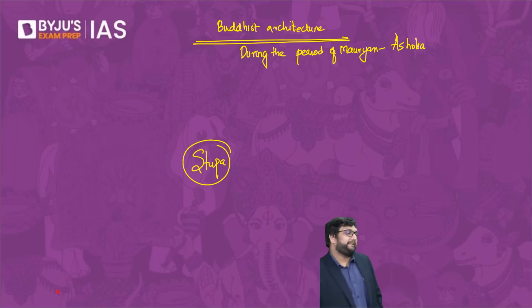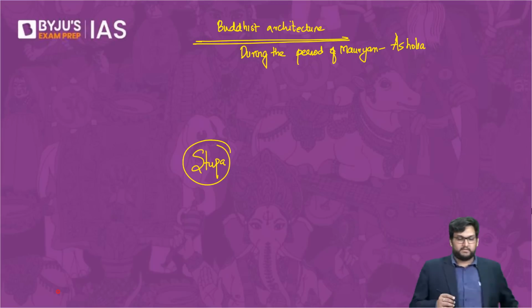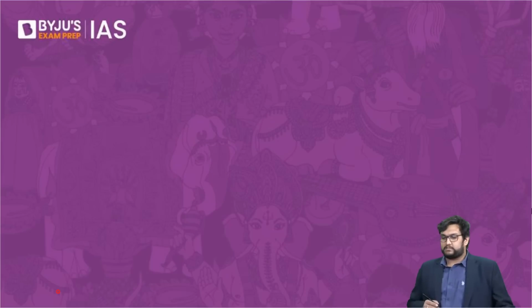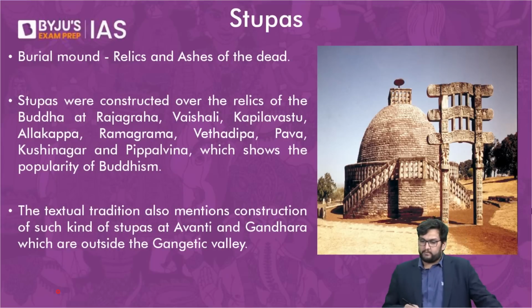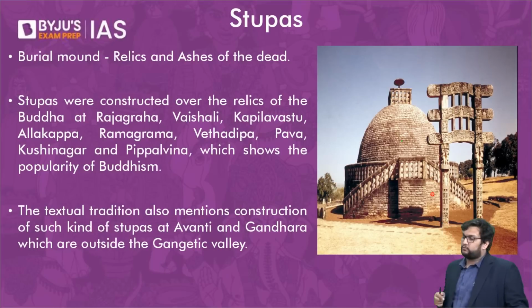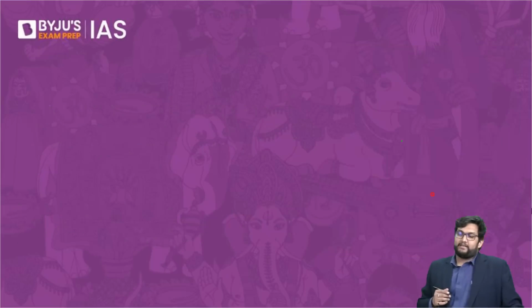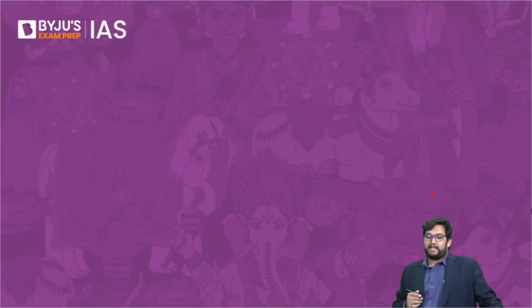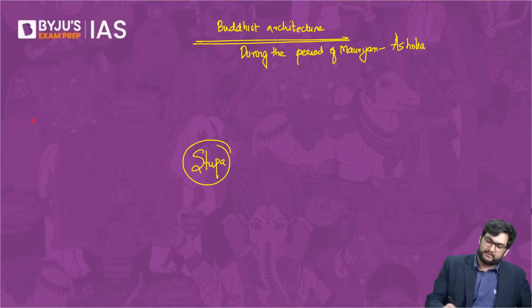Now, to be very, very clear, I'll show you a stupa first. A stupa looks something like this, which has an anda, the medhi, the torana, the harmika, the chhatra. This is Sanchi's oldest stupa. Now, when we talk about a stupa, basically the idea is it refers to a burial mound.